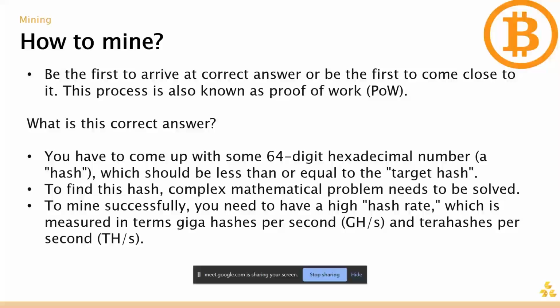बस उससे छोटा होना चाहिए या तो उसके बराबर होना चाहिए. और to find this hash, a complex mathematical problem needs to be solved. To mine successfully, you need to have a high hash rate, which again depends on your mining rig, which is measured in terms of gigahashes per second and terahashes per second. It depends on the power of your mining rig.